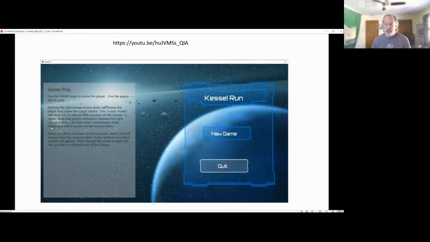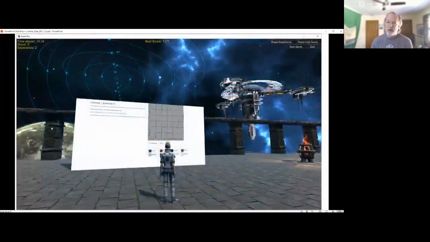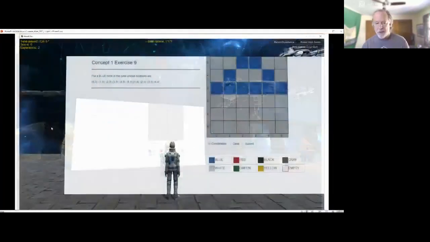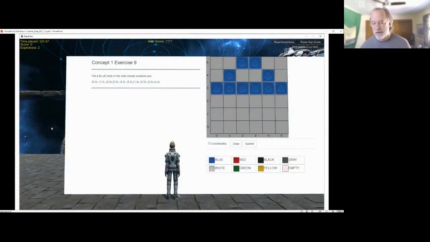So that gets me to a different kind of engagement, and this is the game called the Kessel Run. What I'm doing in these Unity games is pulling in web pages directly. What you see here where it says Concept 1, Exercise 9 is not programmed in Unity. That's just a URL to a web page, and these are these Bricklayer apps, right? This EdTech. And what you can do here is solve this puzzle.